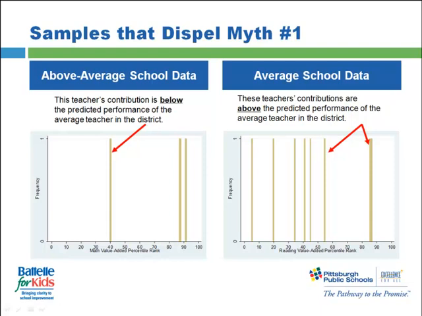In the left diagram, the arrow points to a teacher's contribution that is below the predicted performance of the average teacher in the district, although the teacher instructs at an above average school. In the diagram at the right, the arrows point to teachers with contributions that are above the predicted performance of the average teacher in the district, although the teacher instructs at an average school.